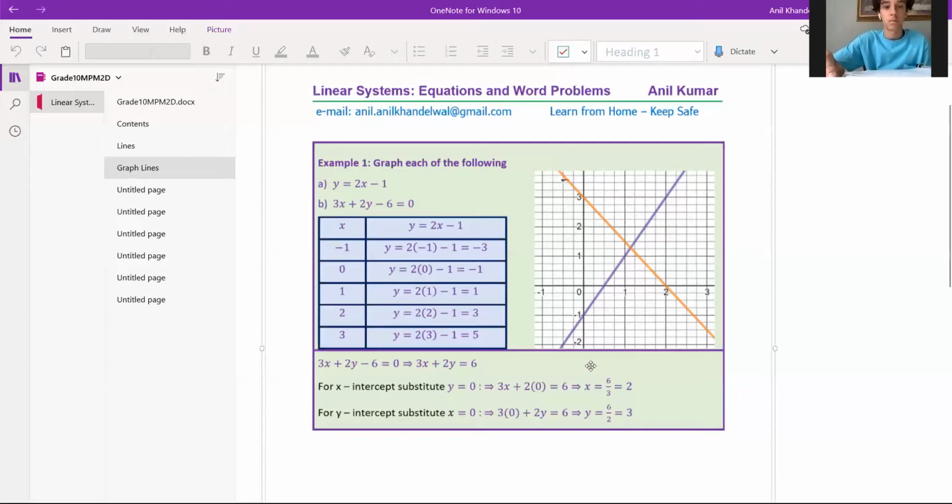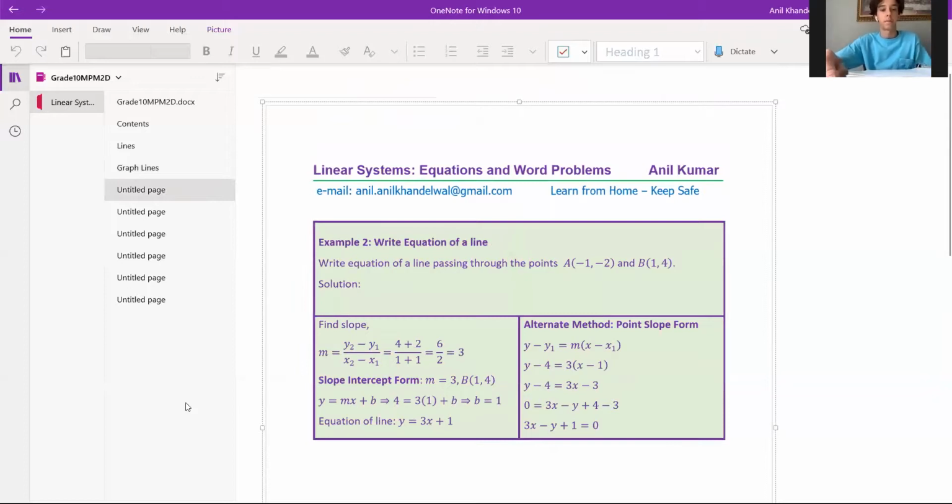Okay? Now, the easy way to find the x-intercept is definitely to substitute y equals 0, right? And then solve for x. And to find the y-intercept, substitute x equals 0 and solve for y, correct? So that is how you do it.